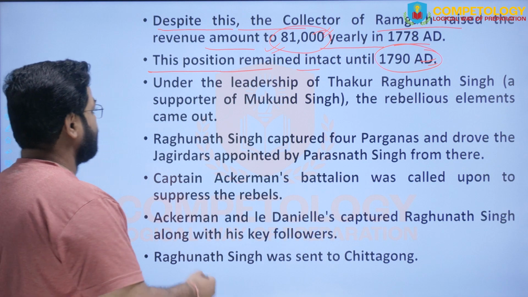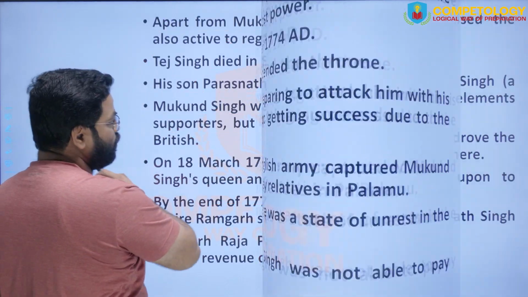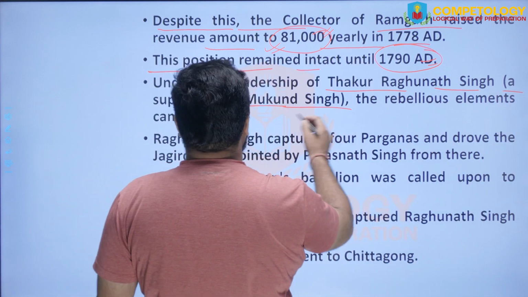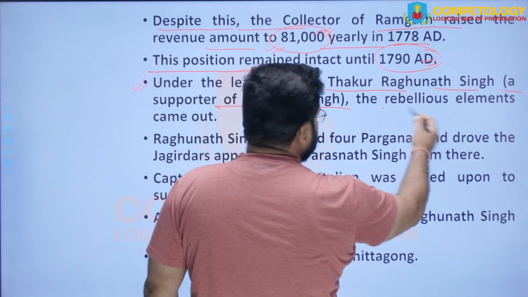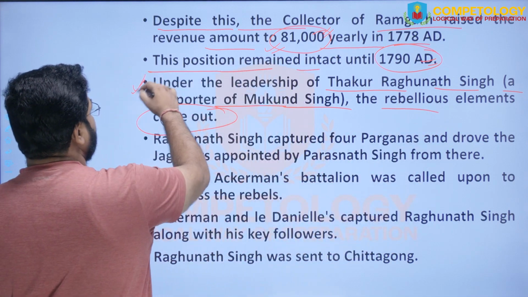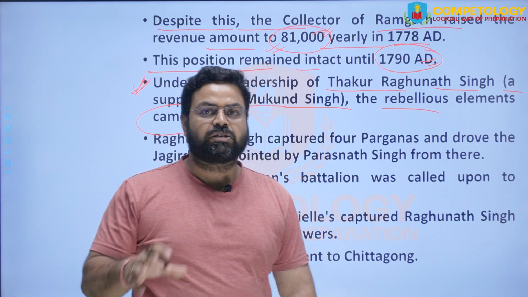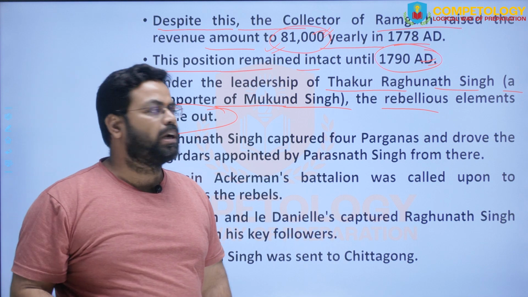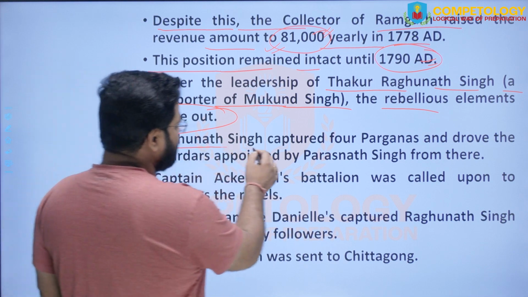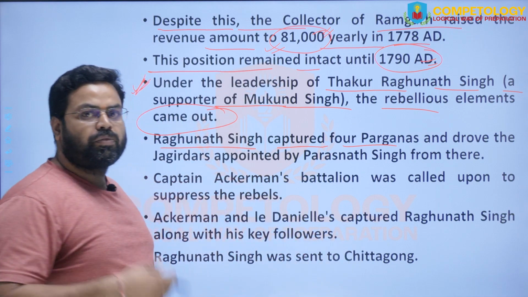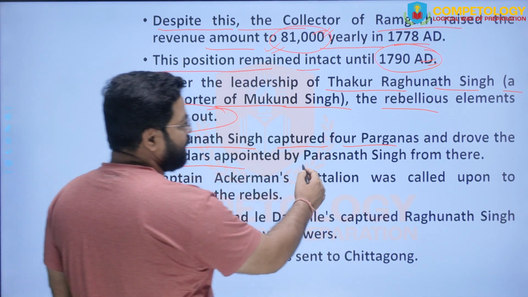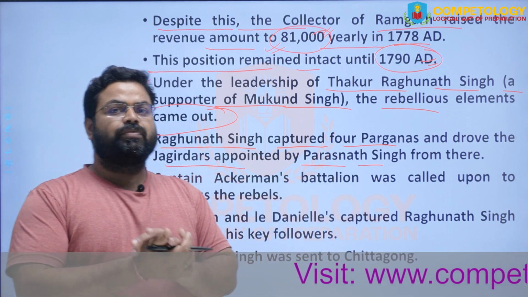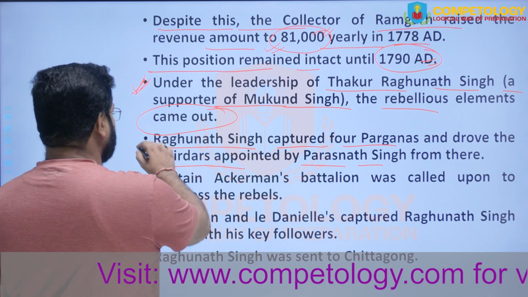So here, under the leadership of Thakur Raghunath Singh, a supporter of deposed King Mukund Singh, the rebellious elements came out in the state of Ramgarh and they threatened the position of the present ruler of Ramgarh state, that is Parasnath Singh. What they did, Raghunath Singh captured 4 parganas and drove out the Jagirdars appointed by Parasnath Singh from there. So basically he started to capture the area of the kingdom and started to control it.